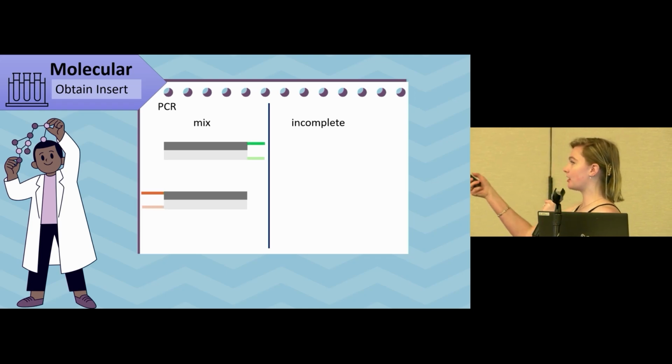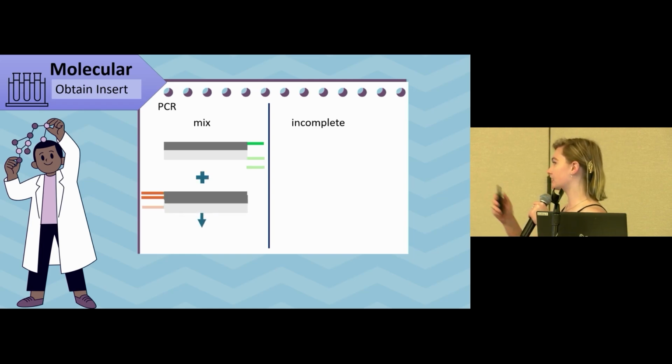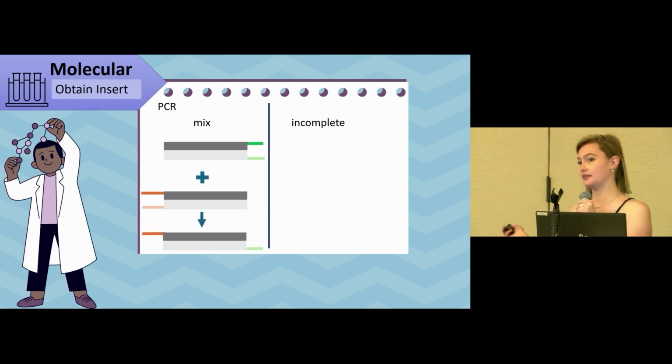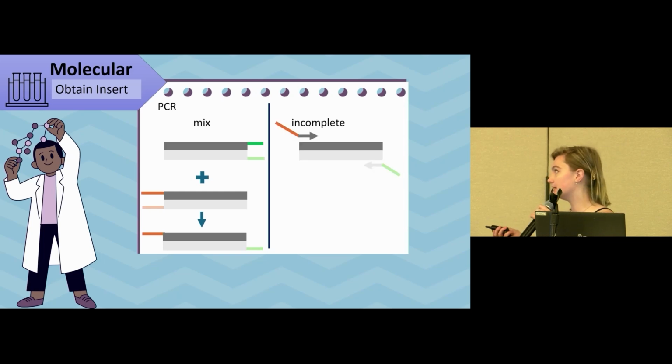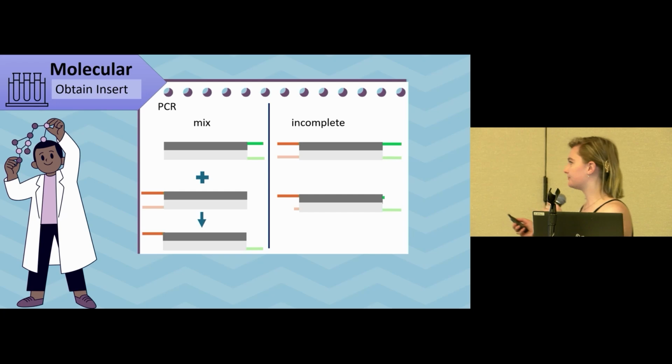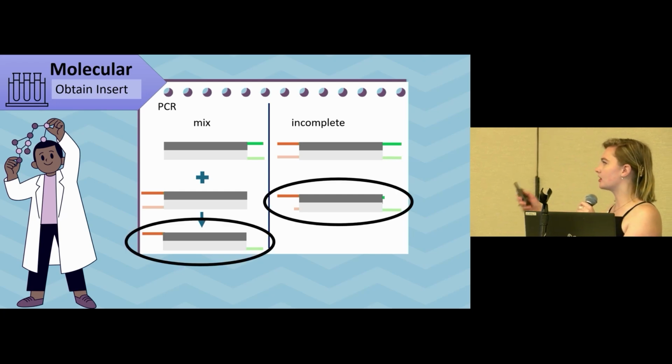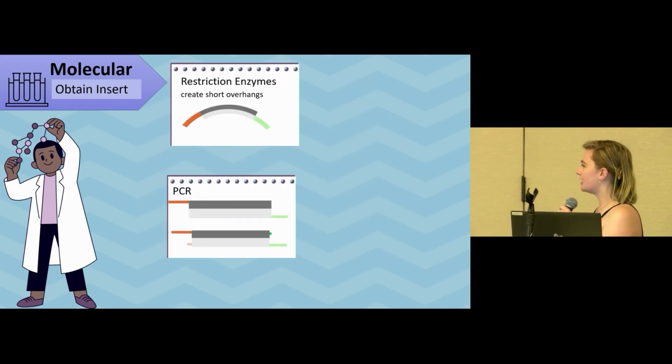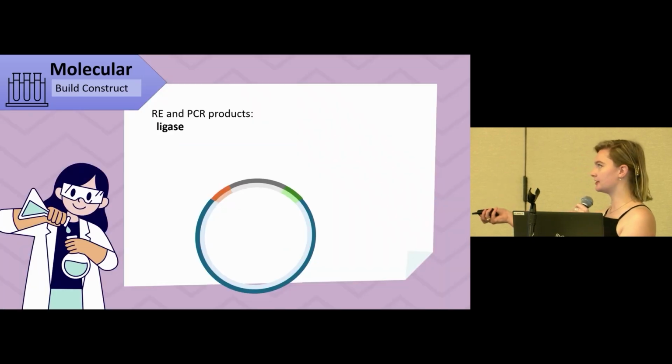And then with both your products, you boil to separate and anneal to combine. And a portion of your products will have the required overhangs, the required sticky ends. Then you can also do incomplete PCR, which is essentially where you terminate that final extension step. So instead of a completely amplified amplicon, you get a partially complete one. So with both of these, you have acquired your sticky ends, and you move to ligation.